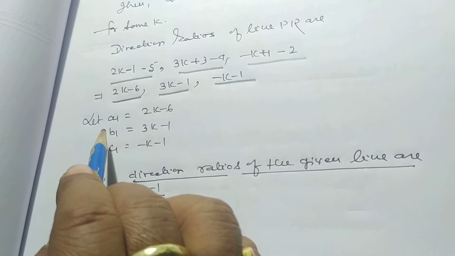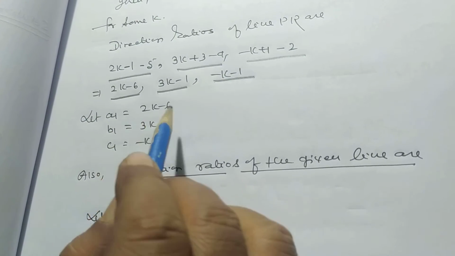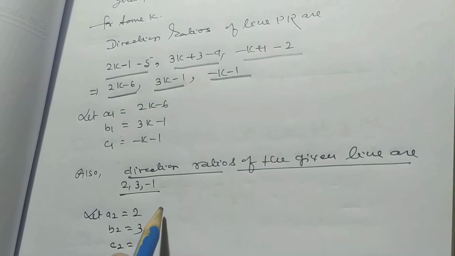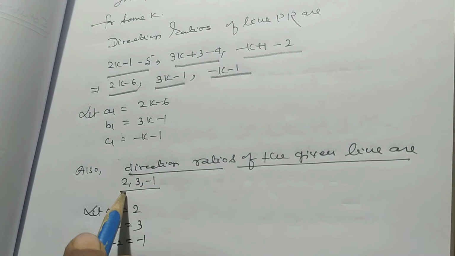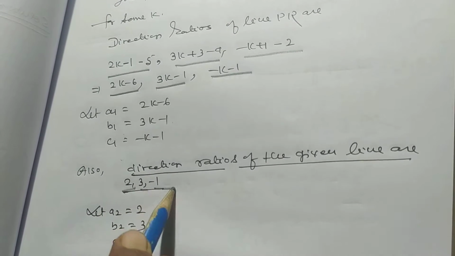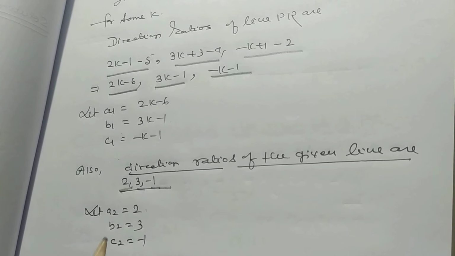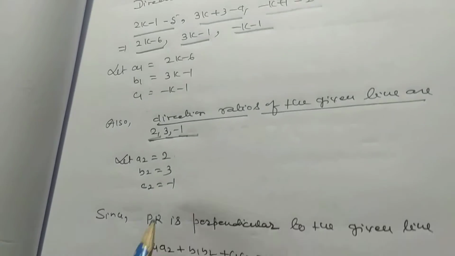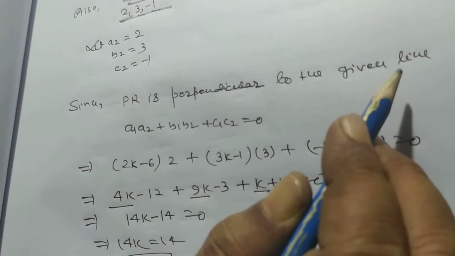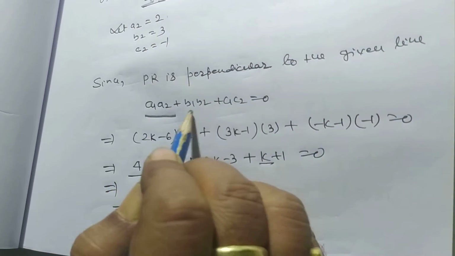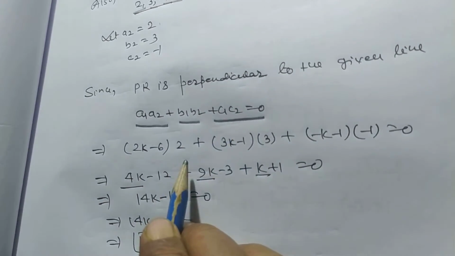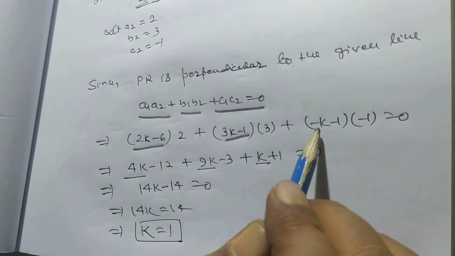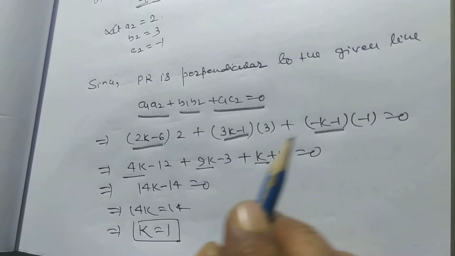For your convenience, here we consider a1 is equal to 2k minus 6, b1 is equal to 3k minus 1, c1 is equal to minus k minus 1. The direction ratios of the given line are 2, 3, minus 1. So a2 is equal to 2, b2 is equal to 3 and c2 is equal to minus 1. Since PR is perpendicular to the given line, therefore a1a2 plus b1b2 plus c1c2 is equal to 0. Now it will be (2k minus 6) into 2, plus (3k minus 1) into 3, plus (minus k minus 1) into minus 1 is equal to 0.